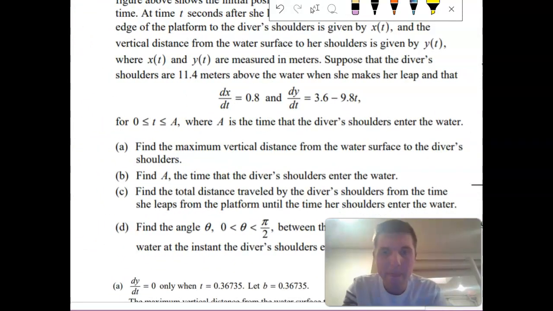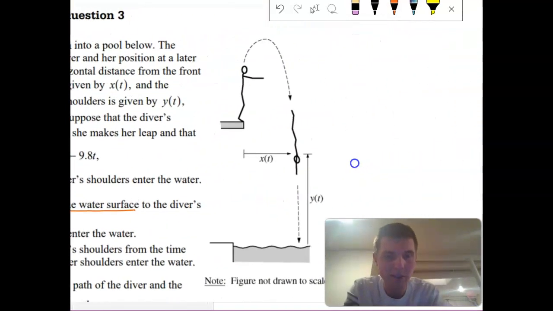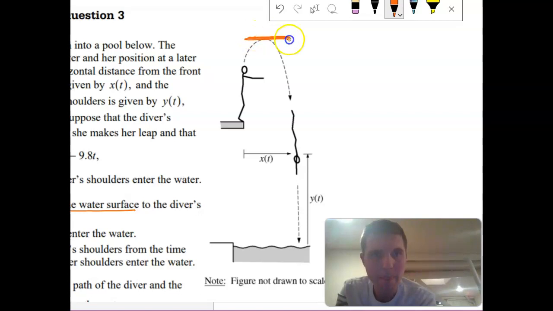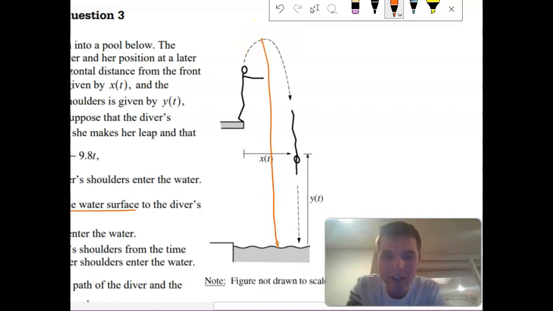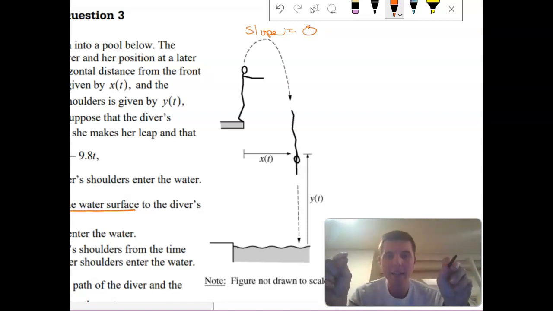For the first section, it says find the maximum vertical distance from the water's surface to the diver's shoulders. If we look at our picture, we're looking for this distance from here to here. It tells us that y of t is the distance from 0 up to wherever this person is. At my maximum distance, I know my slope equals 0 here, so the derivative equals 0, and then I use that fact to plug back into my position function to maximize it, right?